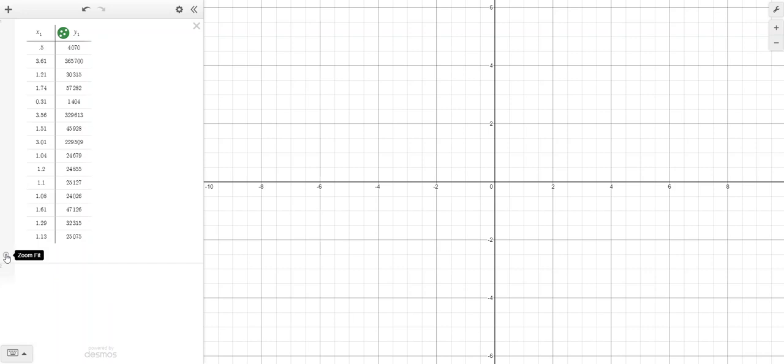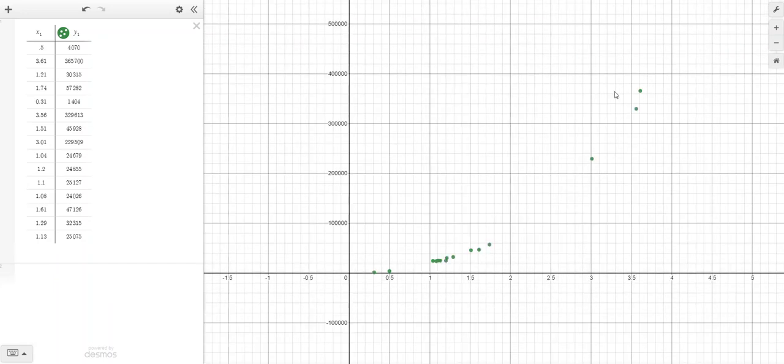I'm going to click the little plus in the corner. You can see that our data here is curved. So first let's try a quadratic. Now, you have to remember standard form of a quadratic, which is y equals ax squared plus bx plus c. So we are going to write y1, so we know we're referring to the y values in the table.